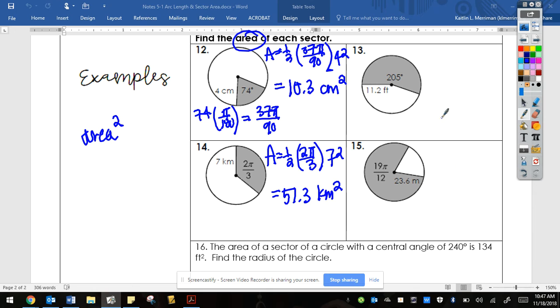Ready, go. All right. So to check your answers, you should have gotten 224.4 feet squared. And you should have gotten 1,385.2 meters squared. All right. Hopefully you got those right. If not, go back and make sure that your work takes you to these answers.